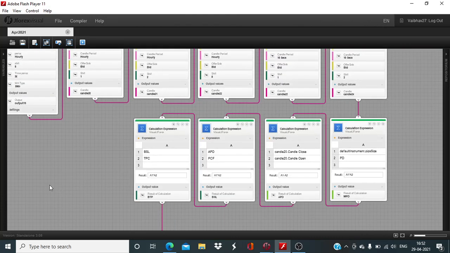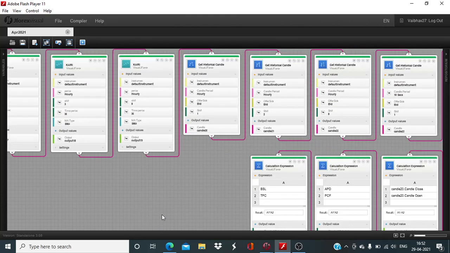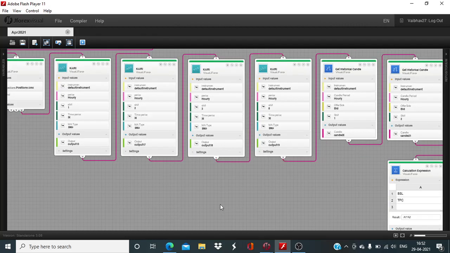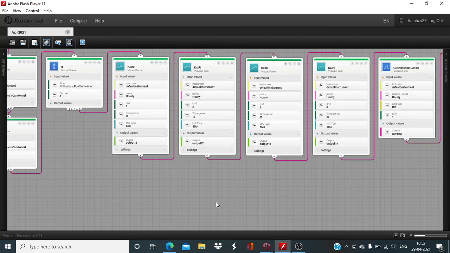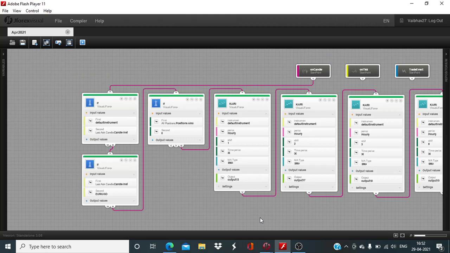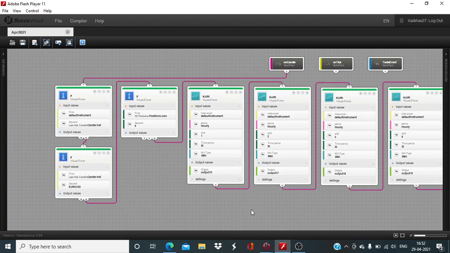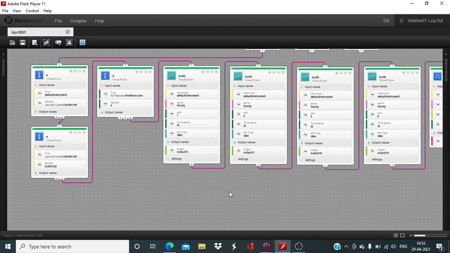In next session, we will be continuing our work, and the focus is of course going to be on the sell side conditions and how we can go about the defining of those conditions. And I will be trying to explain to you in a very simple manner.